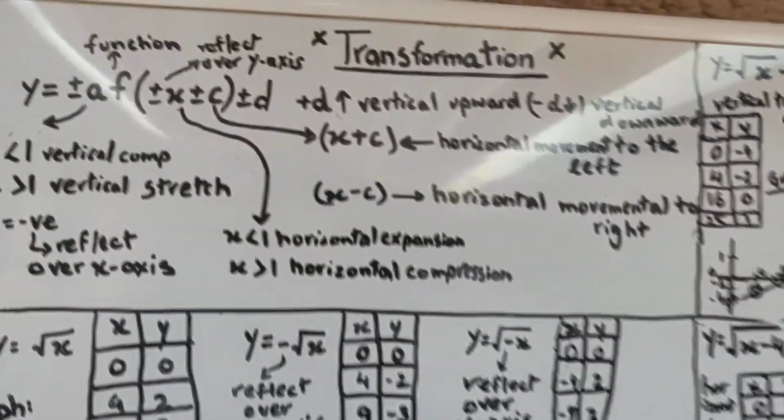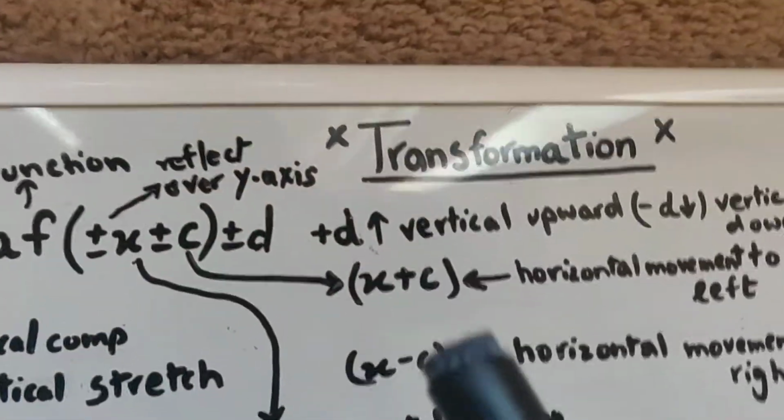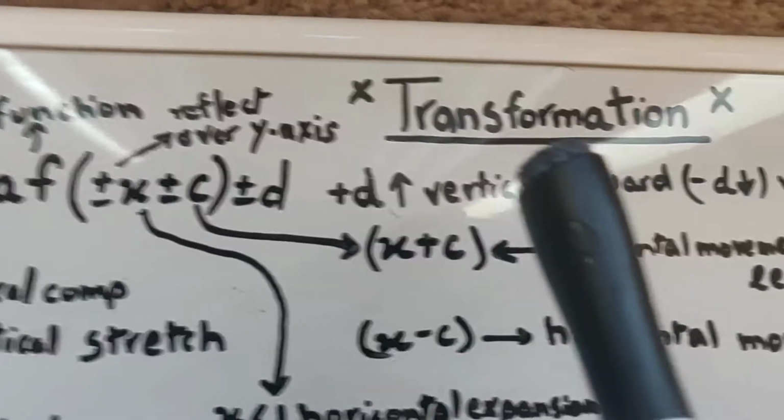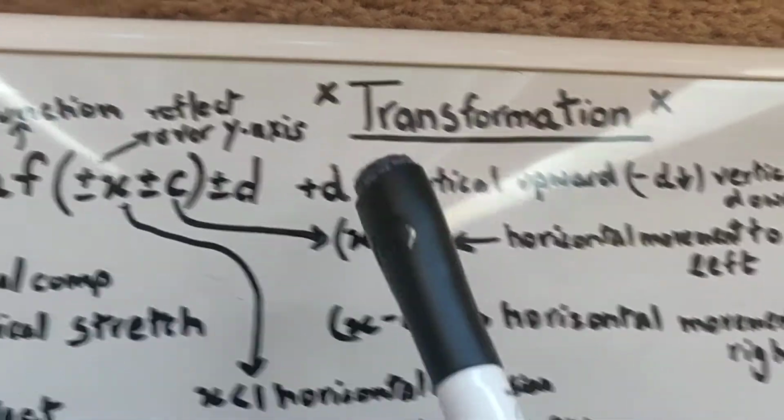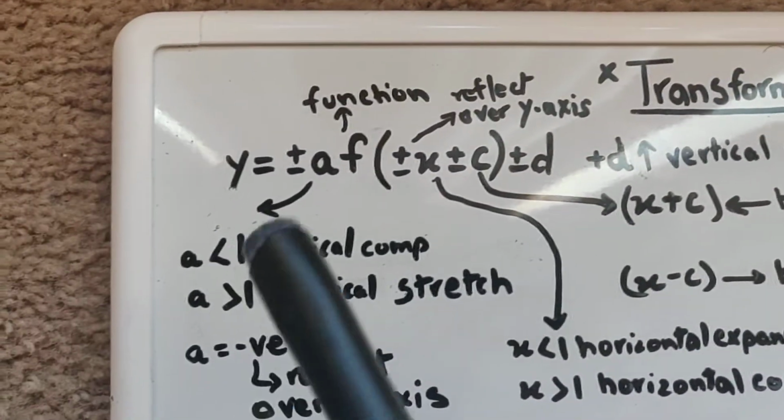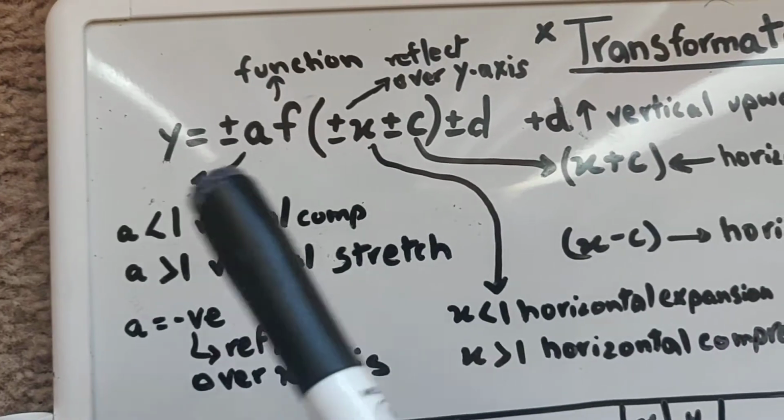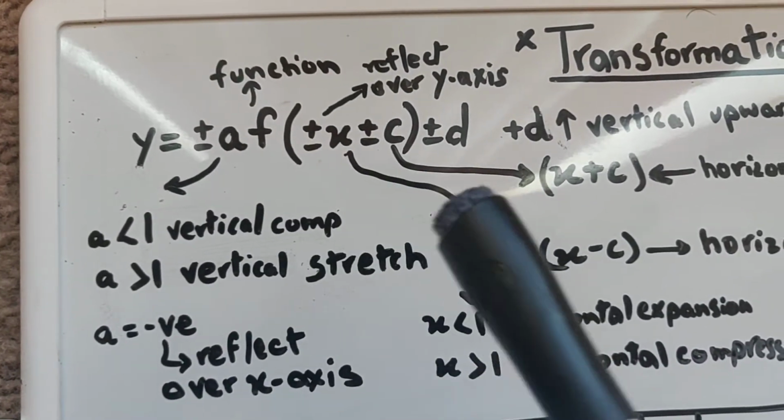Hello guys, I just want to talk about the transformation chapter for functions. It's easy, it's simple. The equation is y equals a f(x plus or minus c) plus or minus d.